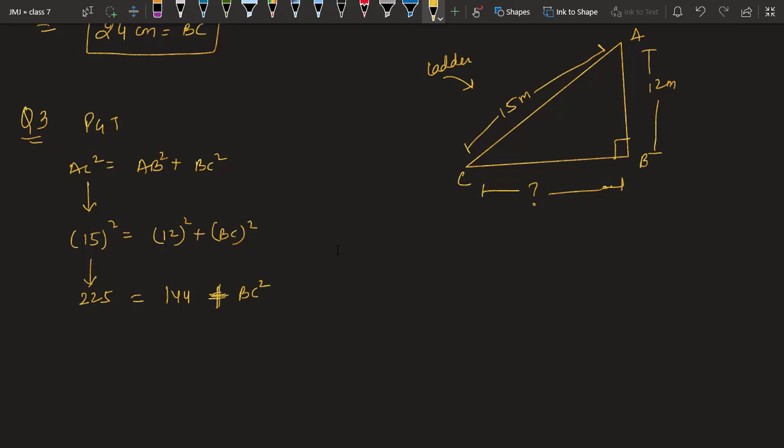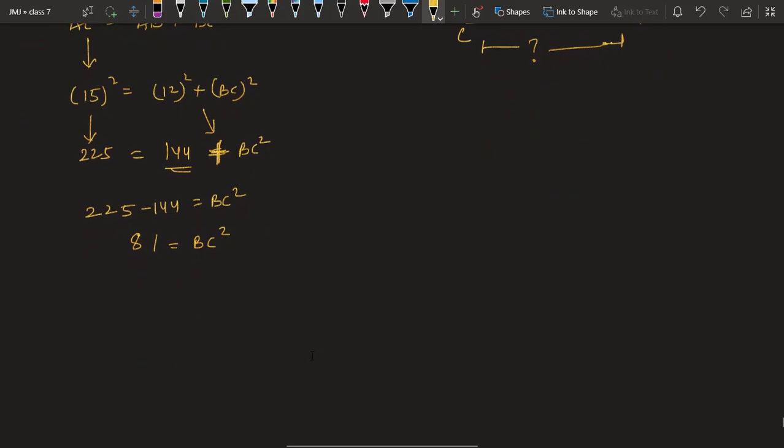Sorry, this is plus. Now this 144 will go to the left hand side. It will become 225 minus 144 is equal to BC square. 5 minus 4 is 1. 12 minus 4 is 8. So we have got BC square as 81.